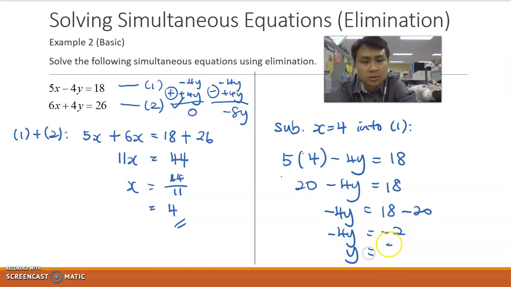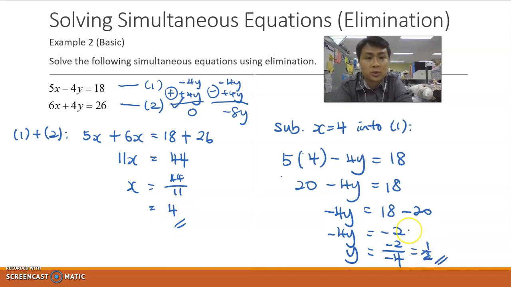Y will be equals to negative 2 divided by negative 4. If you press your calculator, you'll get half. And this will be our answer. X equals to 4, y equals to half. Are you clear about this?